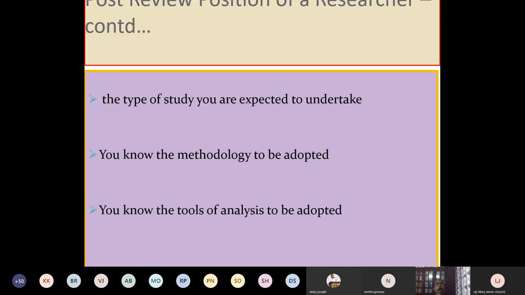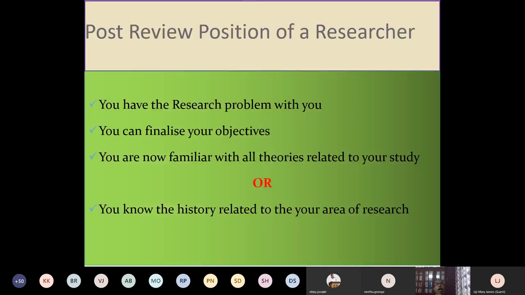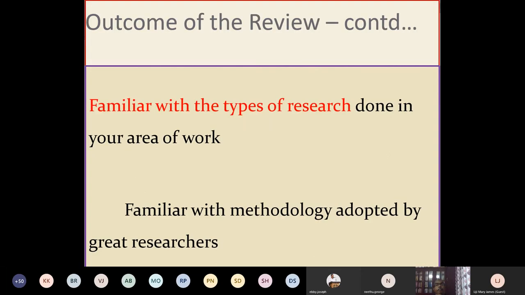You remember, you will be familiar with the type of research work you are expected to do. Research works can be of different types. Since you have already read a number of articles, you will be able to understand exactly what is the type of research work you can do.